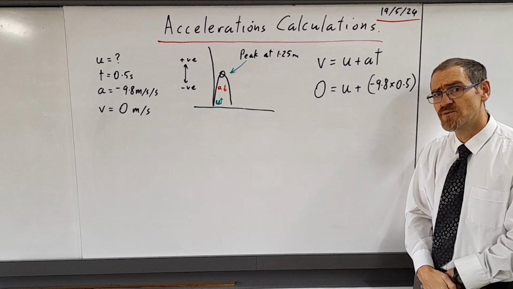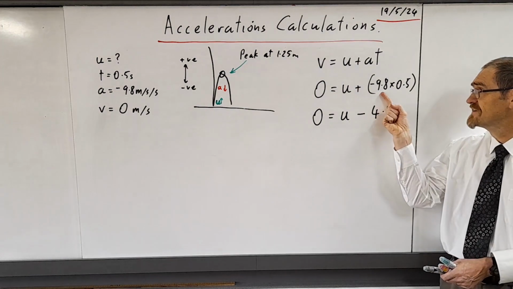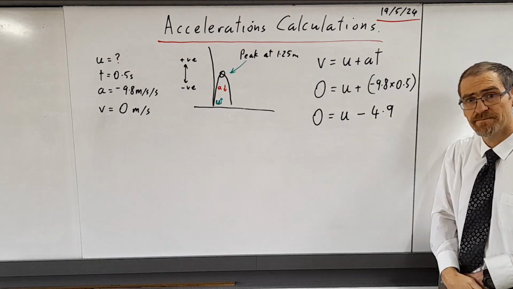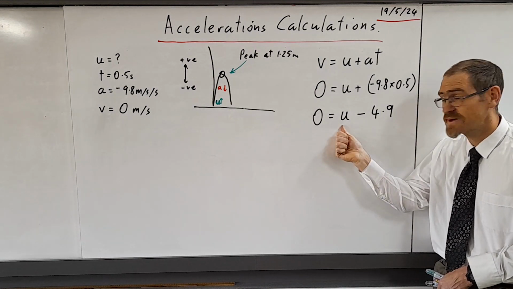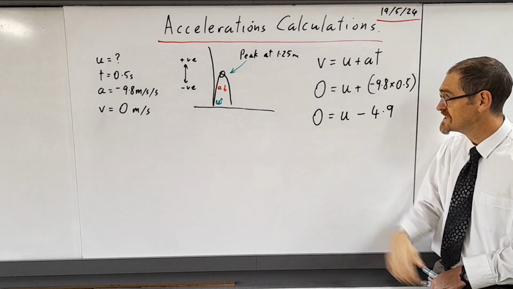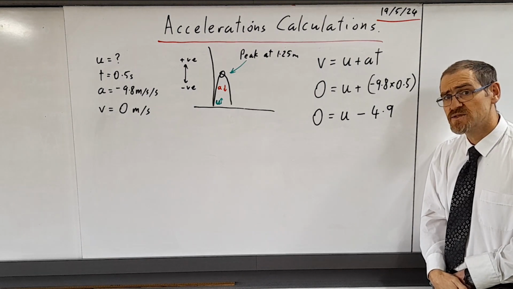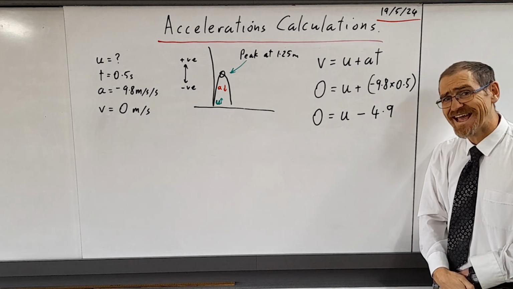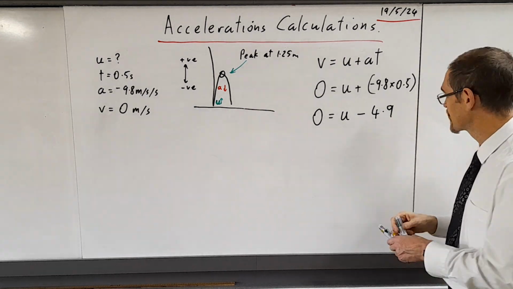Let's do our next line of working out. Negative 9.8 multiplied by 0.5 is negative 4.9. I still want to isolate u. I want to get u by itself on one side of the equation. How can I do this? Well, I've got minus 4.9 here. So what I can do to make this move onto that side of the equation, I can add 4.9 to both sides of the equation.